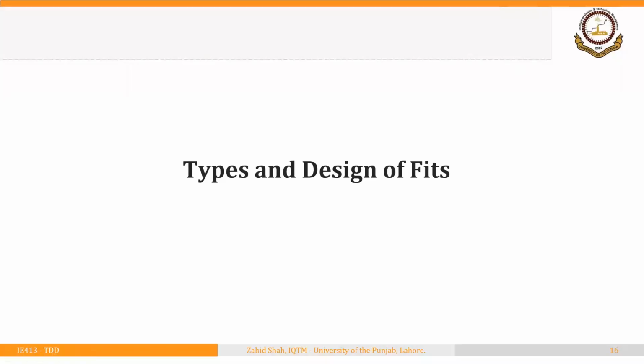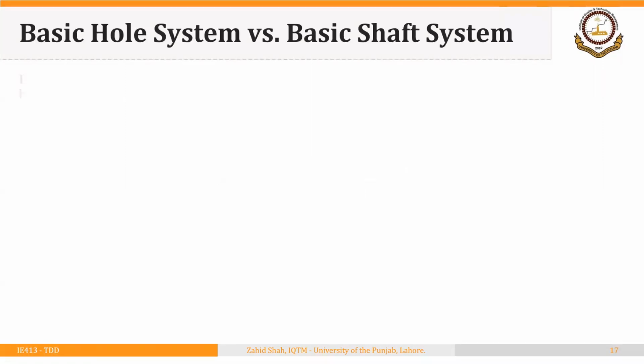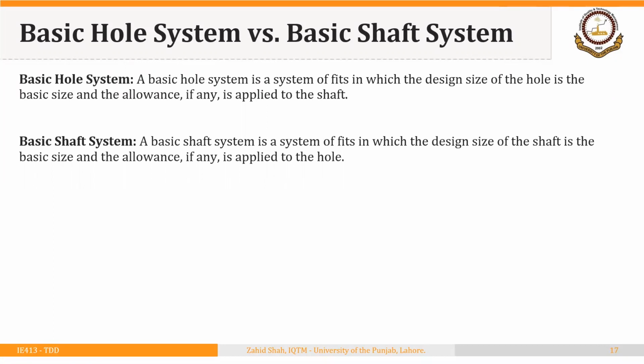Welcome back. Now we are going to start discussion on types and design of fits. We are having two systems, basic hole system and basic shaft system. A basic hole system is a system of fits in which the design size of the hole is the basic size and the allowance, if any, is applied to the shaft. So size of the hole is the basic size and we apply tolerances to this hole first and then to the shaft.